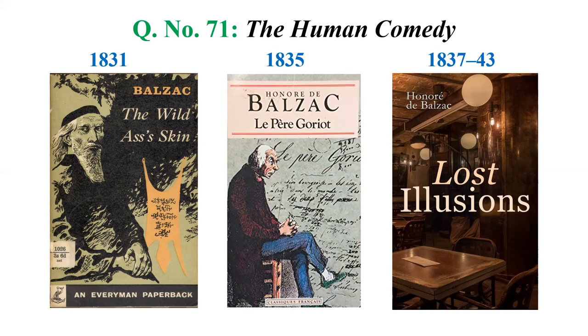Then we have this work, Le Père Goriot, or Old Goriot. This is his another famous work. It's about that old person, Goriot, G-O-R-I-O, and his characteristics. Then we have Lost Illusions. This is the work mentioned in the question.